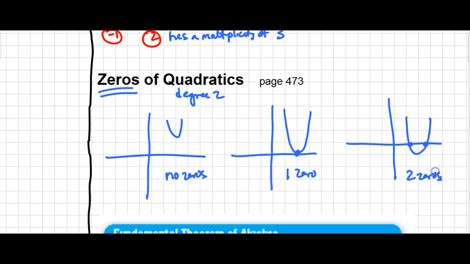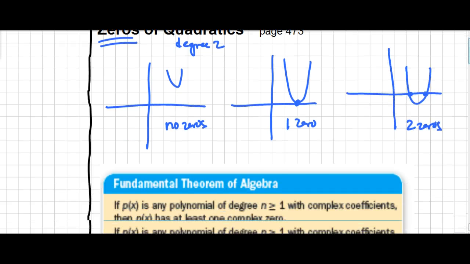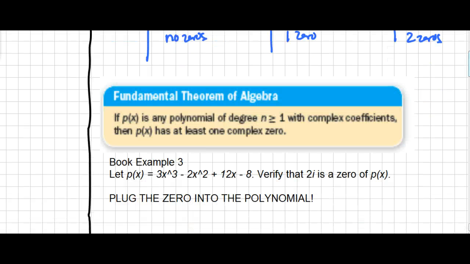So again, keep in mind that the degree should match with the number of zeros of a particular polynomial. So that's what the fundamental theorem of algebra is saying, that when you have a polynomial with a degree greater than 1, it's going to have at least one complex zero. So if you have complex coefficients in your polynomial, then you're going to have at least one complex zero. So we're going to utilize that to find all the zeros in a polynomial.